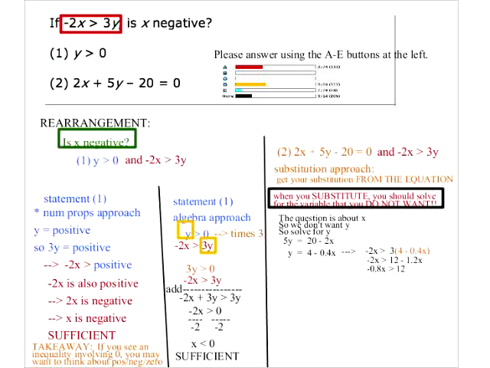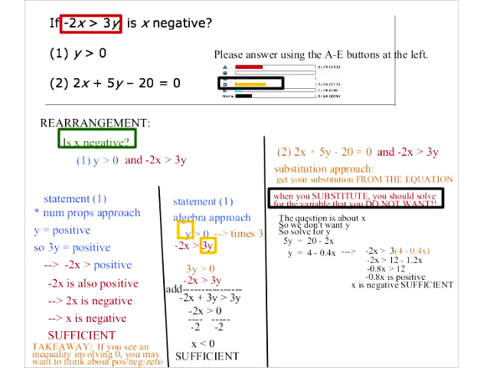You don't really need to keep solving. So negative 0.8x is positive. So x is negative. So they're both sufficient again. This one is D. So the people who pick D are correct.